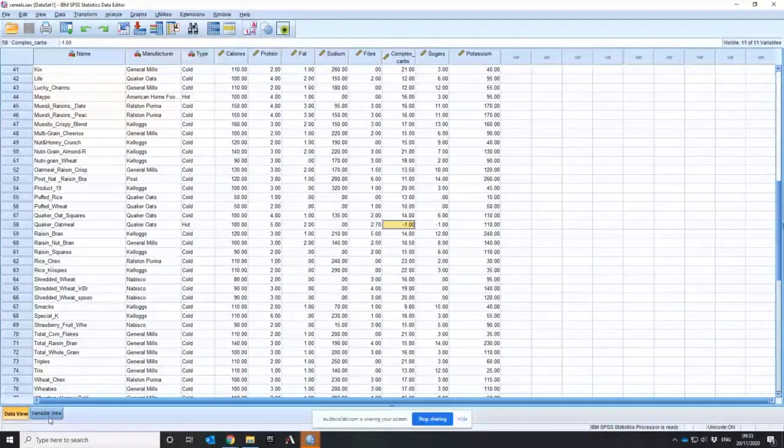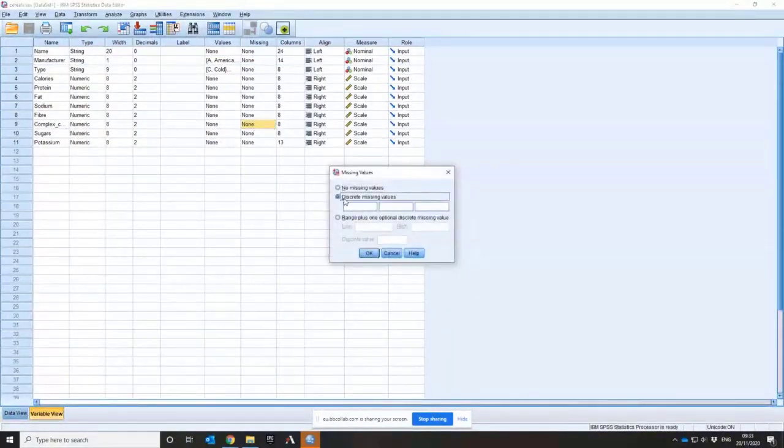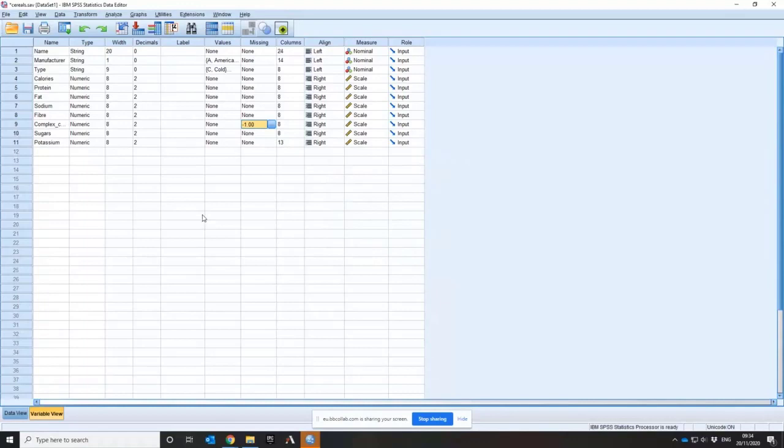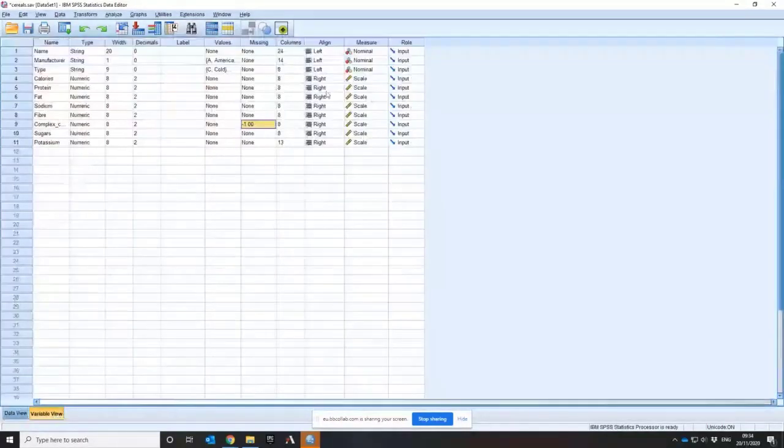So one thing you want to do is check in the variable view, is there a missing value marked for complex carbs? No, there isn't. Now that would be a problem, because if you calculated the average without having the missing value marked, it would be calculated using that -1, which is most definitely wrong. That -1 is also in sugars, so we can put that in sugars as well.